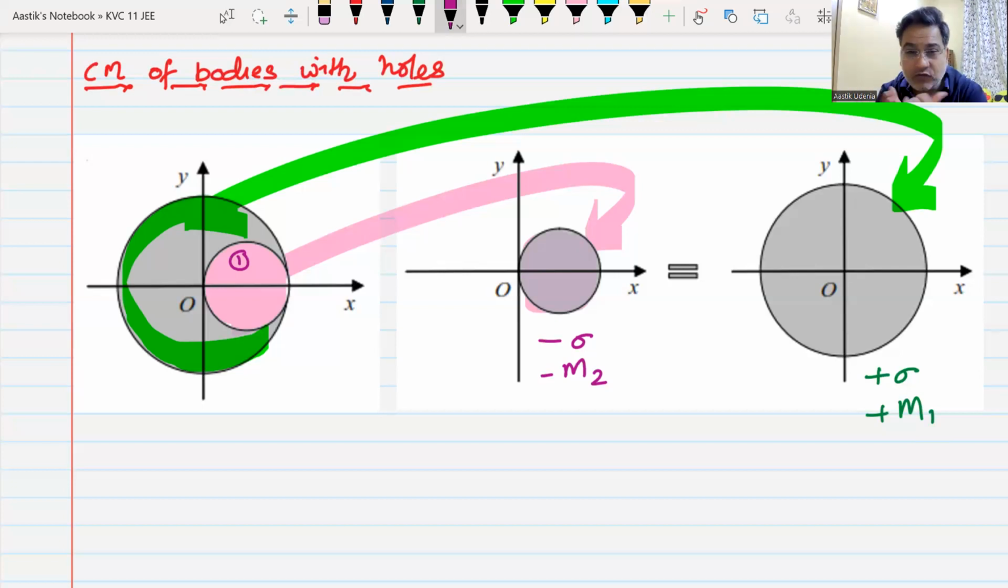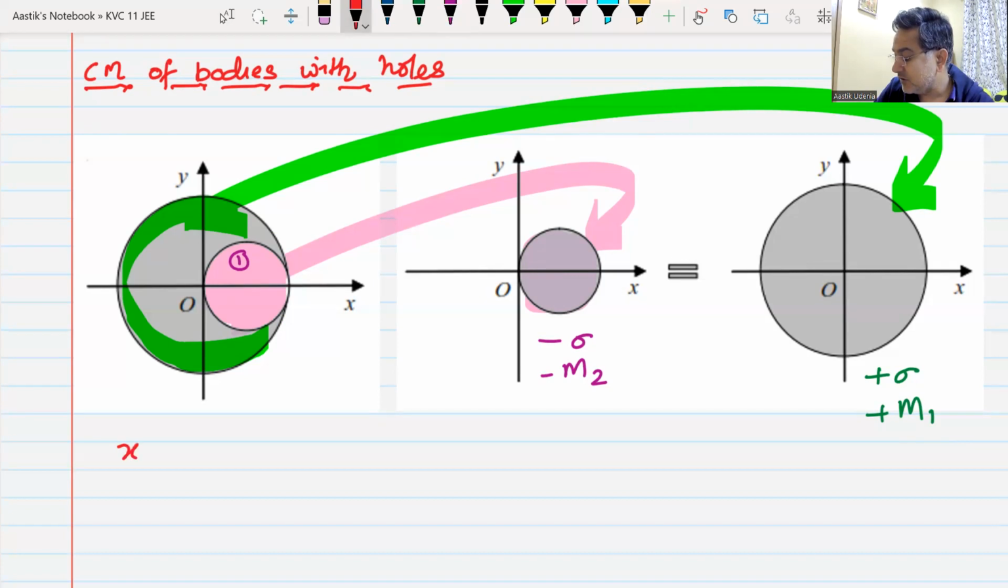this body with the hole behaves in such a way that it consists of two bodies, one complete body and one body of the negative mass. From positive mass, if you put negative mass, it creates the illusion of a hole. We just need to have that illusion of a hole so that we are able to find out the center of mass.